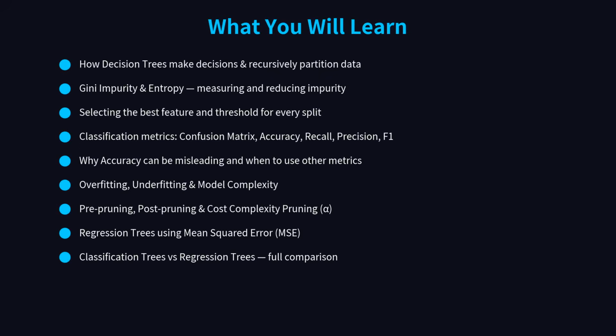By the end of this video, you will understand how decision trees make decisions, how data is recursively partitioned, how the best splitting feature and threshold are selected, how impurity measures work, both Gini impurity and entropy, how to calculate split impurity, how classification models are evaluated with confusion matrices, accuracy, recall, precision, and F1 score, why accuracy can be misleading, overfitting and underfitting, model complexity, pre-pruning and post-pruning, cost complexity pruning and the role of alpha, decision trees for regression using mean squared error, how regression tree predictions are generated, and the key differences between classification and regression trees.